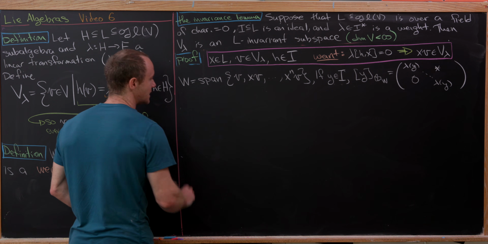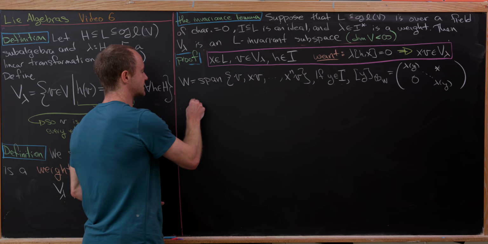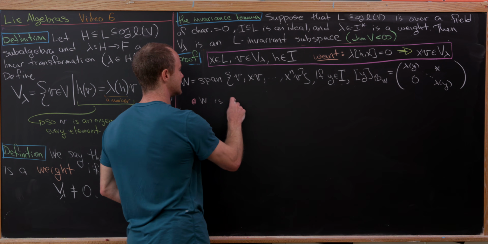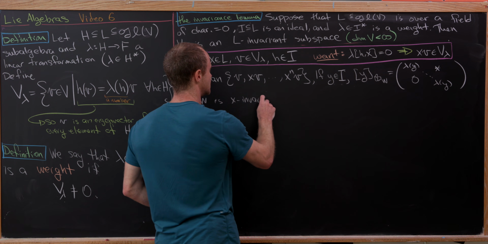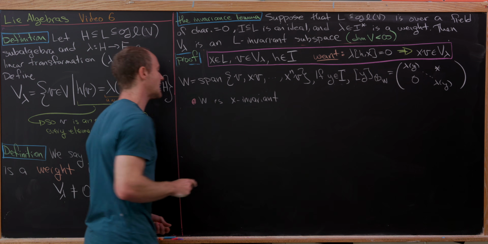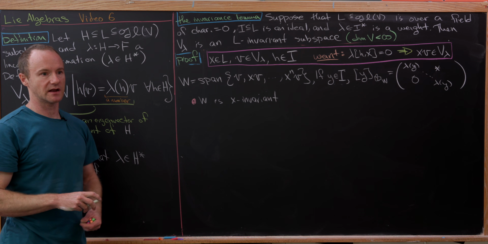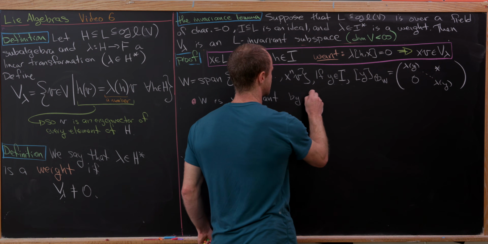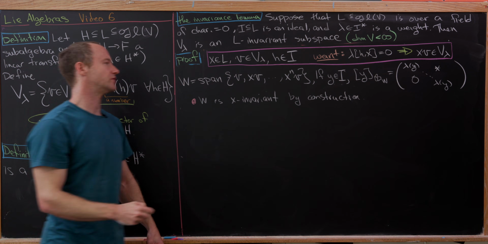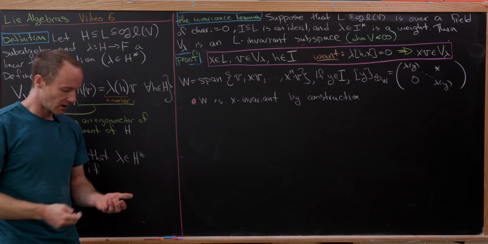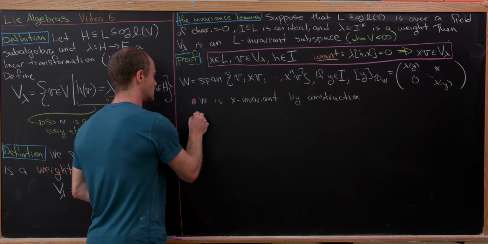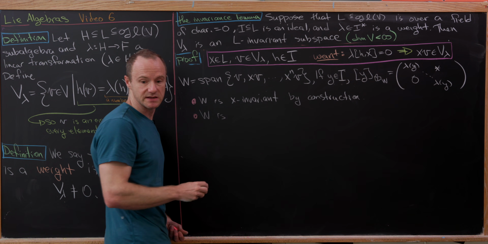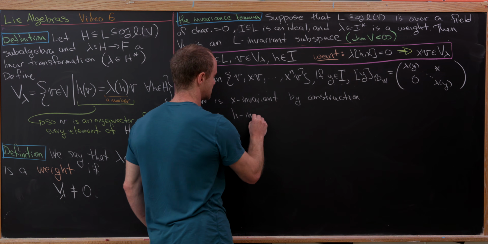And now let's look at the following observations, which are pretty clear. So let's notice that W is X invariant. What I mean by that is if you take any element of W and apply X, you get another element of W, and that's by construction. So we constructed W to have that property. Okay, and then let's also notice something else, and that is W is H invariant.